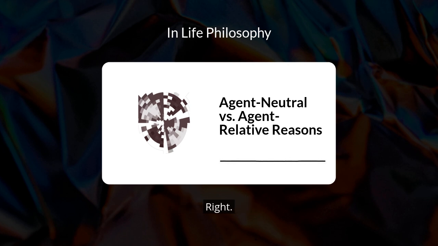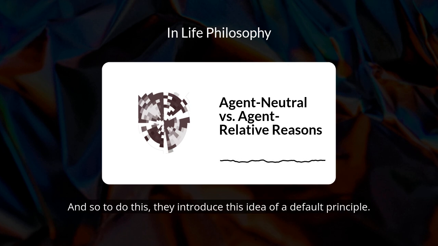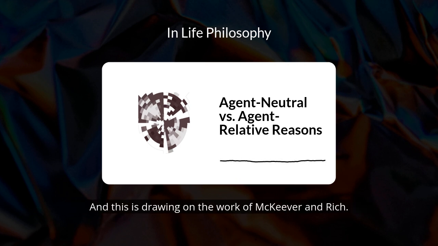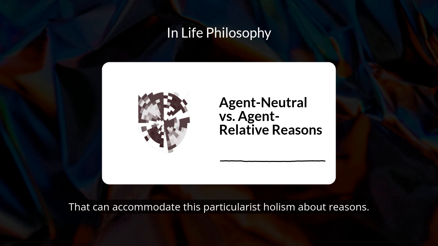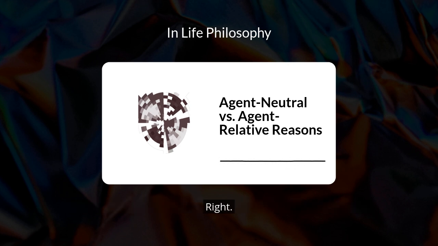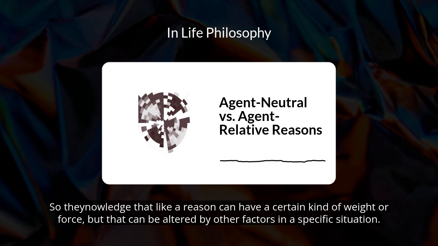Right, okay. And so to do this, they introduce this idea of a default principle. Okay, default principle. And this is drawing on the work of McKeever and Rich. And these are basically hedged moral principles, right? That can accommodate this particularist holism about reasons, right? So they acknowledge that a reason can have a certain kind of weight or force, but that can be altered by other factors in a specific situation.